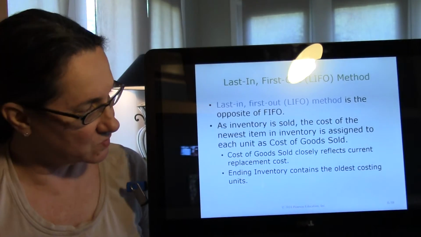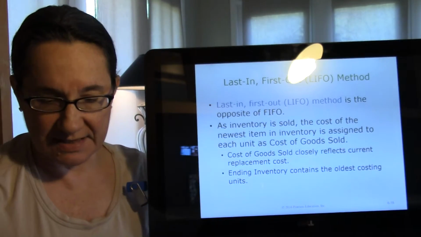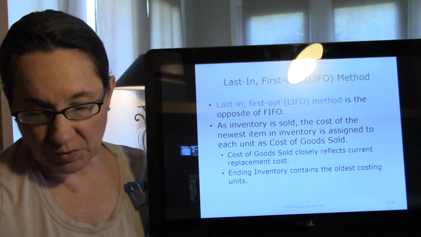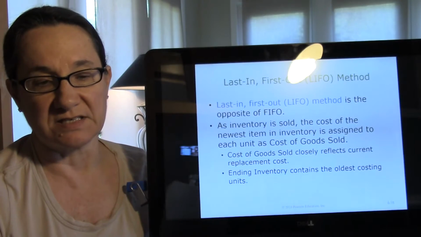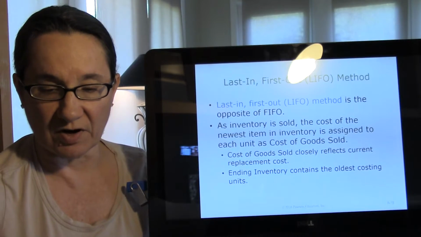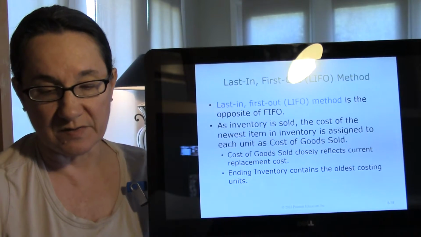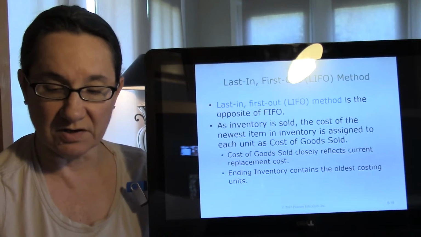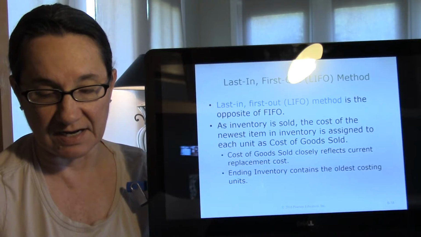Now, suppose we do it the other way. Last in, first out. LIFO. Method is an inventory costing method in which the last costs into inventory are the first costs out. This method leaves the oldest cost, those of beginning inventory and earliest purchases of the period, in ending inventory.